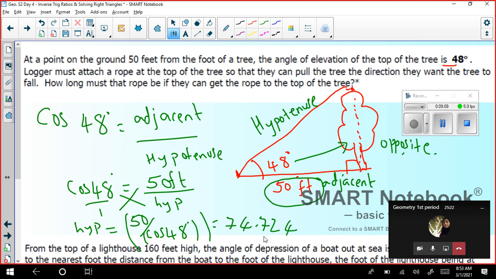Round to only the third decimal point. There should not be any rounding error. And the units were in feet, so this also will be in feet. So the length of the rope that we need is 74.724 feet. Okay, you can write that in a sentence.